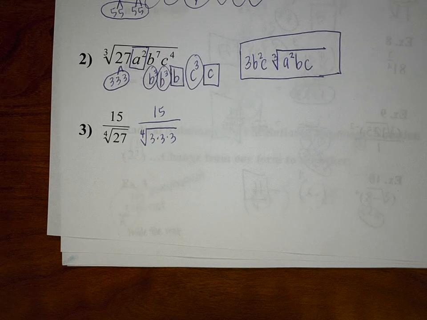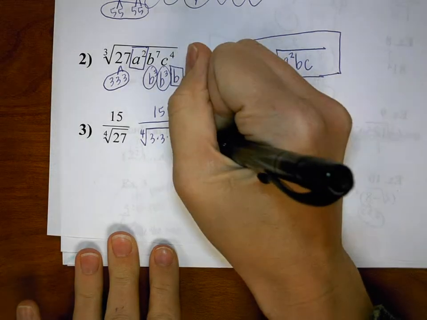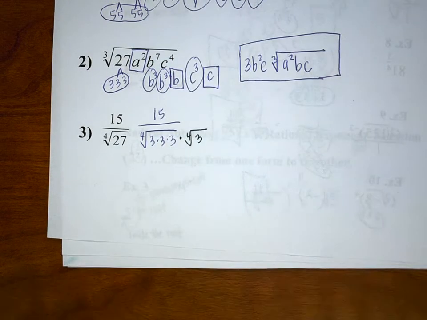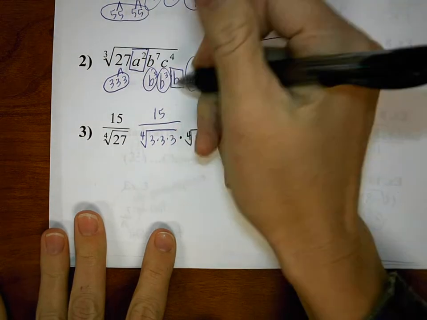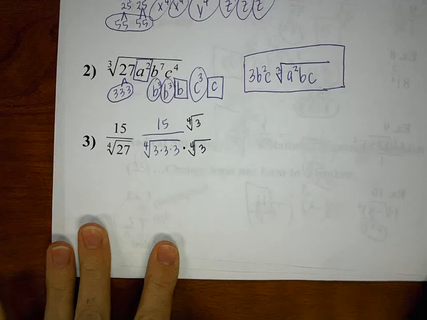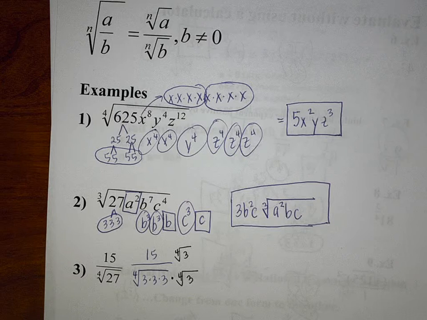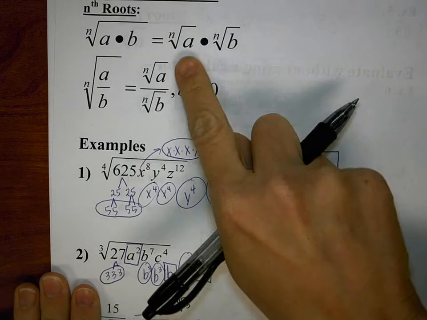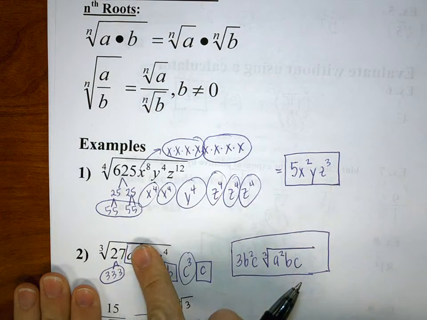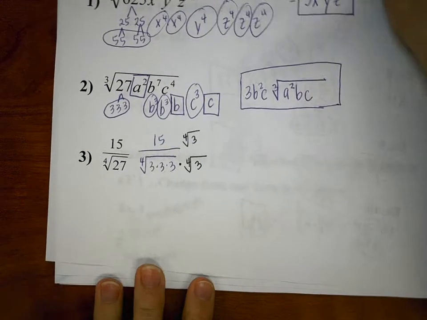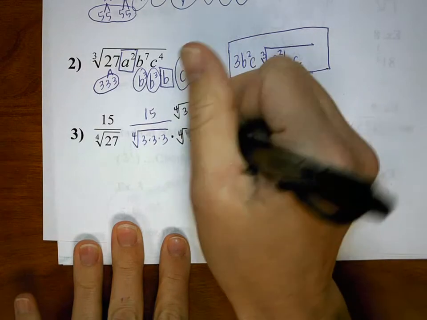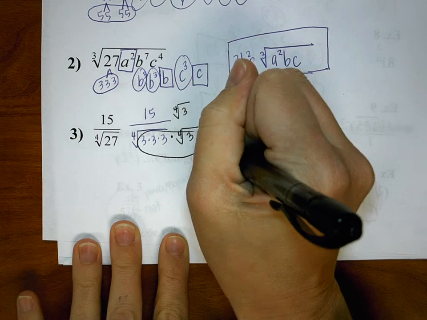So what we are going to do is multiply the top and the bottom by the 4th root of 3. Because then that gives me the 4 3's that I need to get rid of the root in the denominator. Remember, if we go back to our properties, multiplying them is the same thing as having all of them under the same root. So by multiplying by 1 more 4th root of 3, I have made 4 3's so that I have a group that I can pull out.